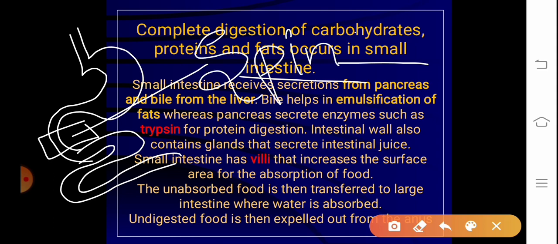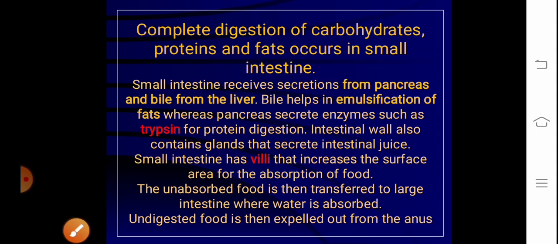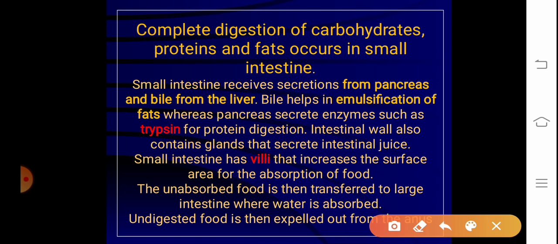So the sphincter muscle is helping the food to enter into the small intestine. When the food is entering into the small intestine, what happens? There are two glands surrounding the stomach. One is the liver, right? The other is the pancreas. The liver secretes the bile juice, whereas the pancreas secretes the pancreatic juice.